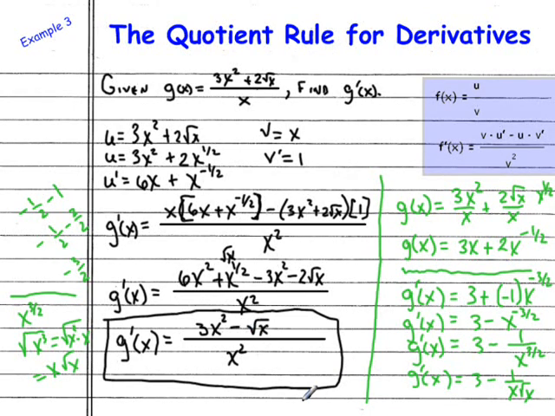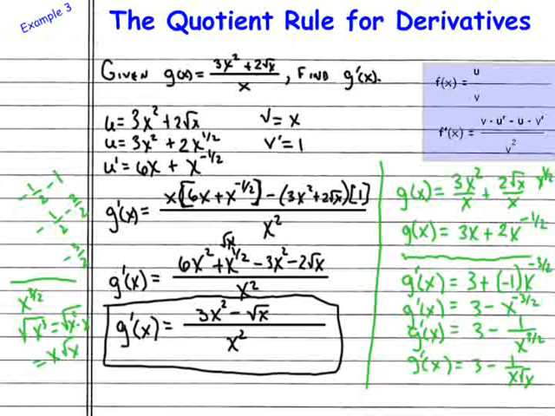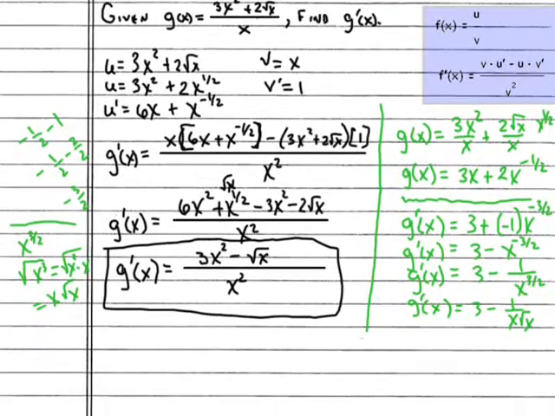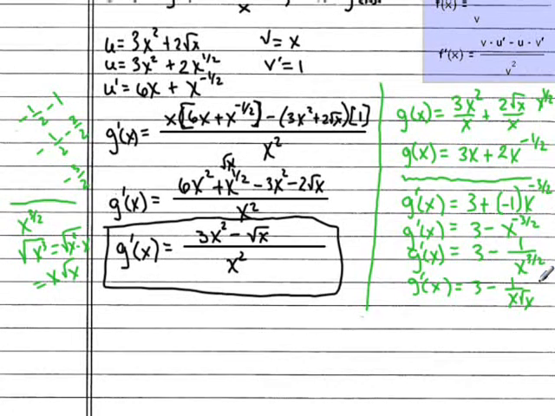Now again, these two answers look significantly different. Maybe we need to investigate further and see what we could do about this. Well, for one thing, we could rationalize this denominator. So we'll multiply the numerator and denominator by the square root of x.